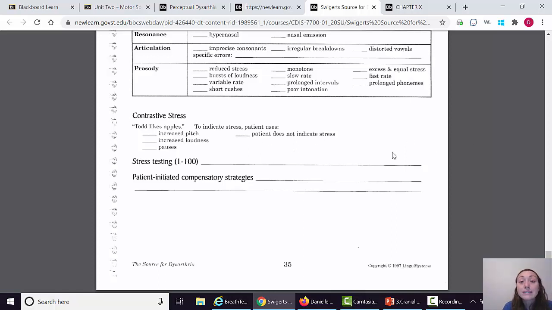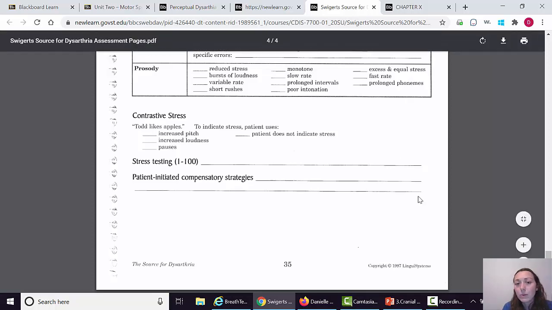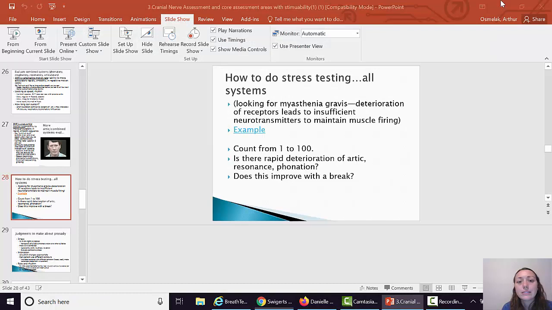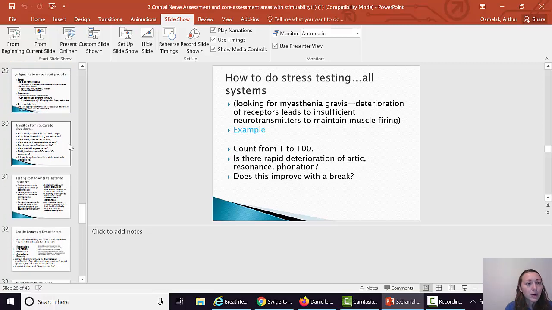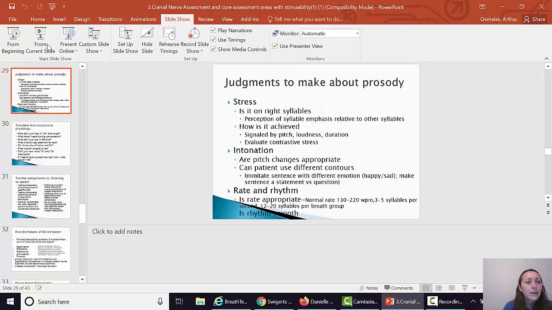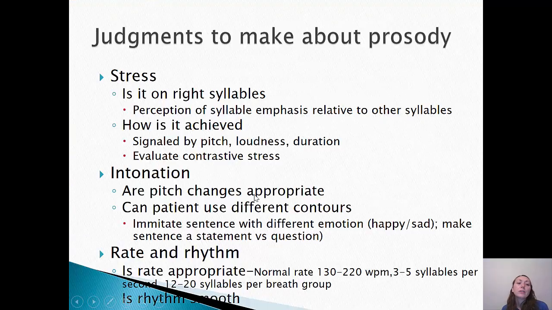So that's just a very, very simple example. And we will go over these resources in a little bit, looking at some of these different tasks that we can utilize perceptually, informally, to understand the different domain areas such as prosody. Okay, so here we go. On things that we're looking for informally.